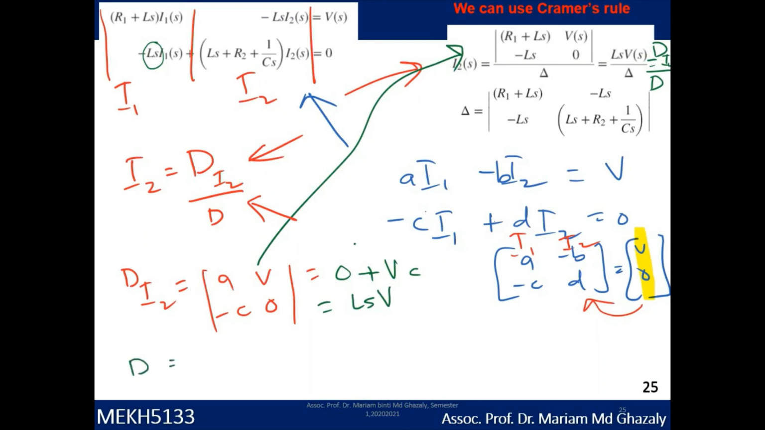For the determinant d, it is simple. It is actually this value. So you have A, minus B, minus C, and D. So find the determinant. This one is exactly this one, so this is actually the determinant. So you can solve for the equation. Okay, that's all. Thank you.